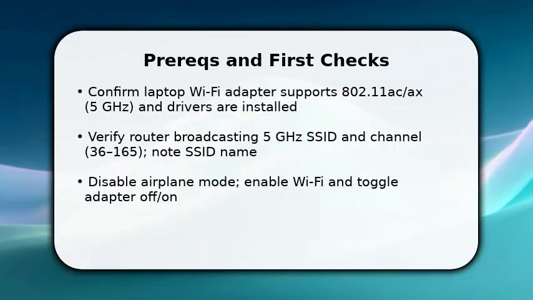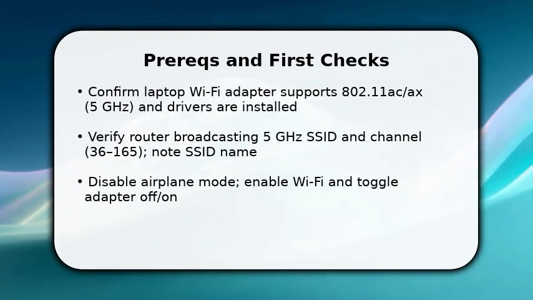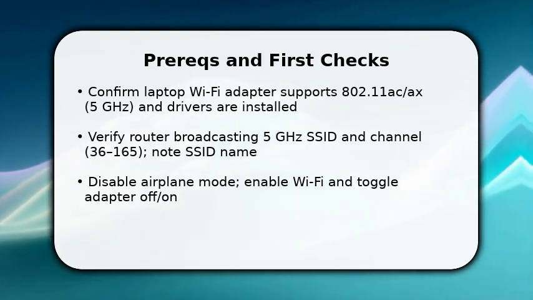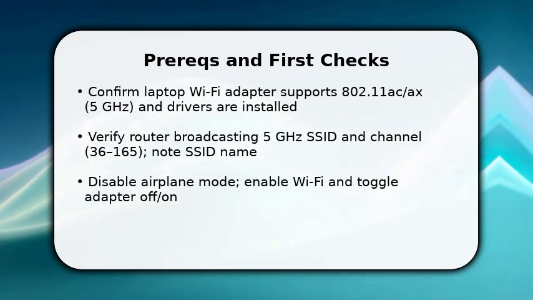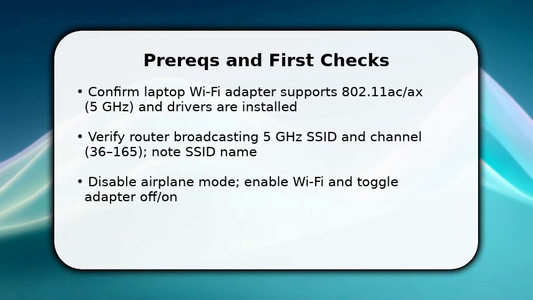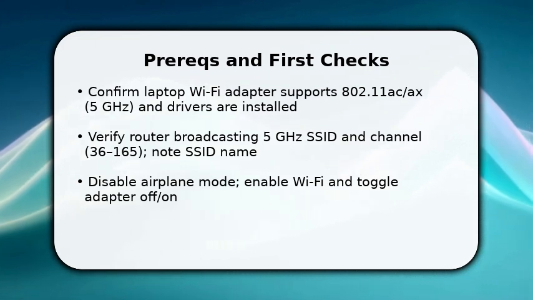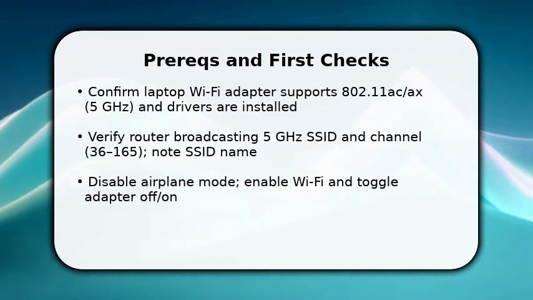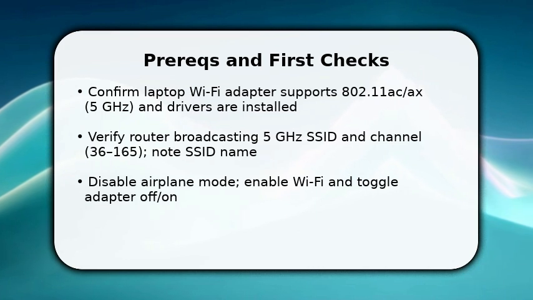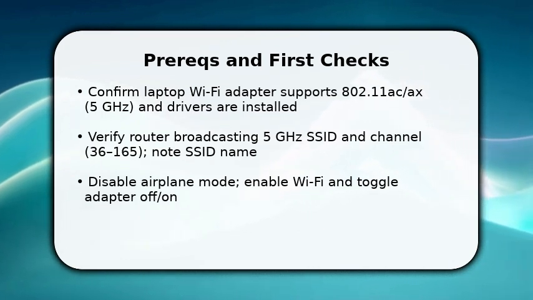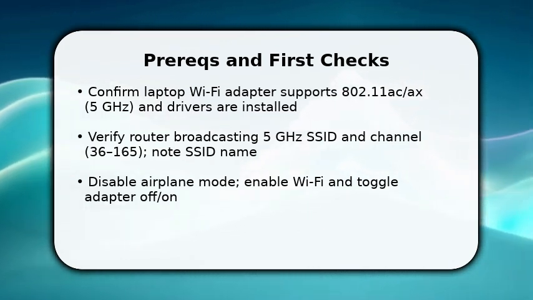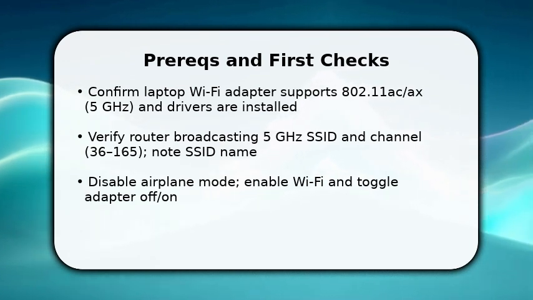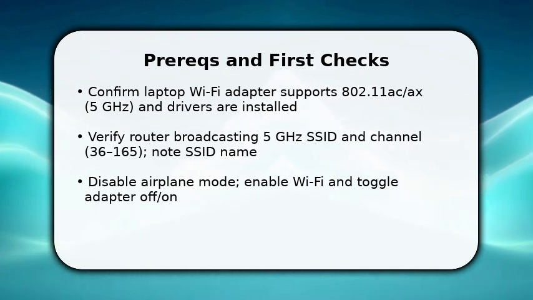You'll start by confirming the essentials so you don't chase ghosts. First, check that your Wi-Fi adapter actually supports 5 GHz. Look for 802.11 AC or AX, then open Device Manager to confirm drivers are present. Once done, verify the router is set to broadcast a 5 GHz SSID and note its name and channel range, 36 to 165. Finally, disable airplane mode and toggle the laptop's wireless adapter off then on to force a fresh scan.